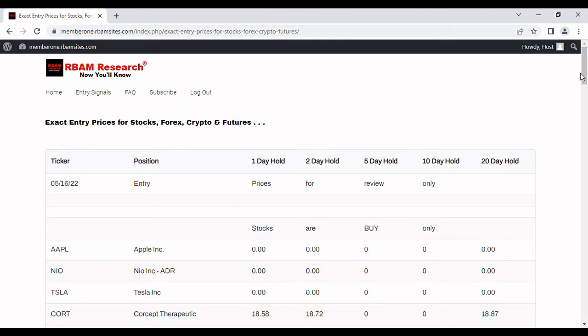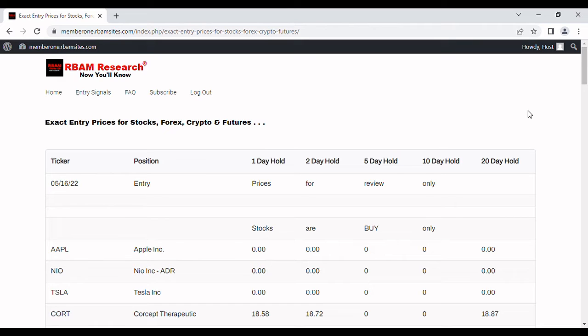Let's take a look at algorithmic entry prices generated by the algorithms developed at RBAM Research. RBAM Research spent 24 years developing some of these algorithms. They're world class and they're extremely interesting to take a close look at.